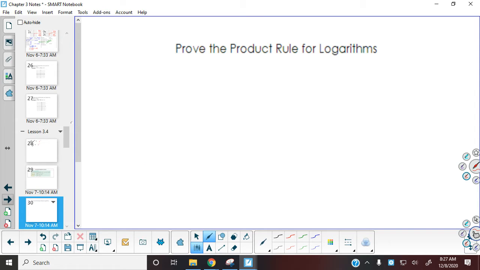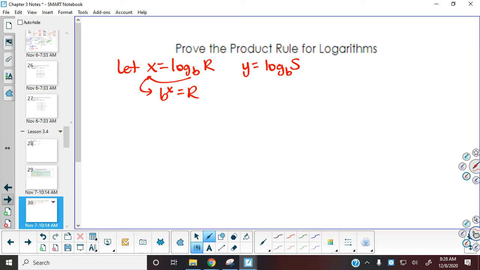Notice here it says prove the product rule for logarithms. So here's what you would do. You would say, okay, I'm going to let x equal log base b of r, and you would also let y equal log base b of s. And so what you're going to do is rewrite that as an exponential. We're just changing the form, so the b is going to slide underneath and become b to the x equals r, whereas this one will become b to the y equals s. So all we are doing at that step is rewriting.